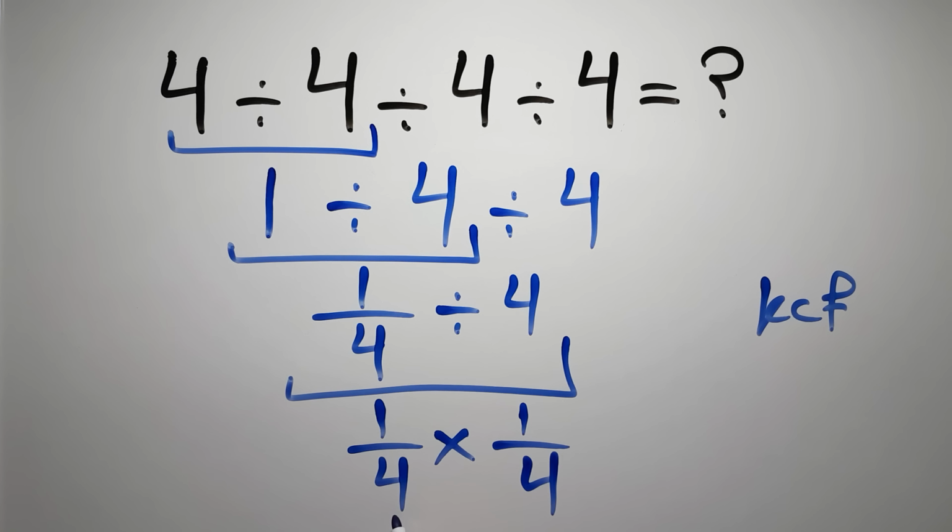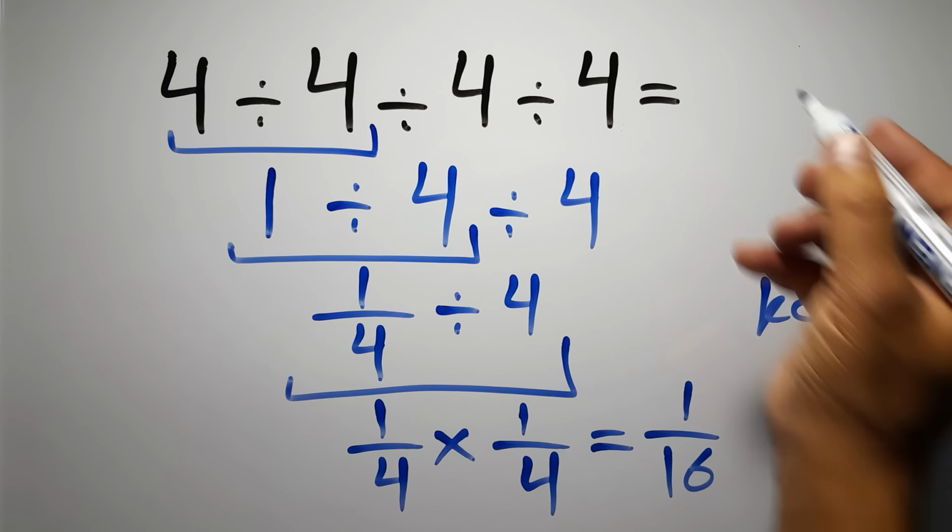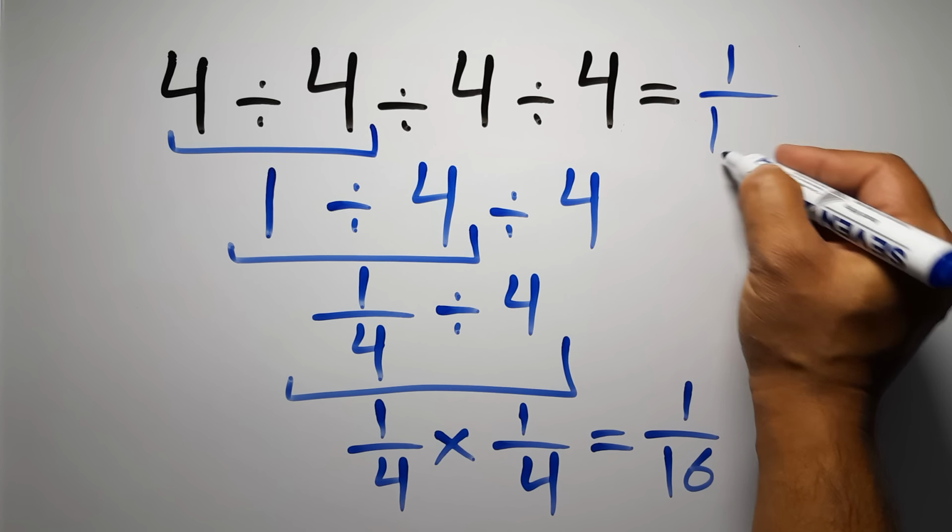So we have 1 over 4 times 1 over 4, which equals 1 times 1 gives us 1. So 4 times 4 equals 16. So 1 over 16. And this is our final answer to this problem. The correct answer is 1 over 16.